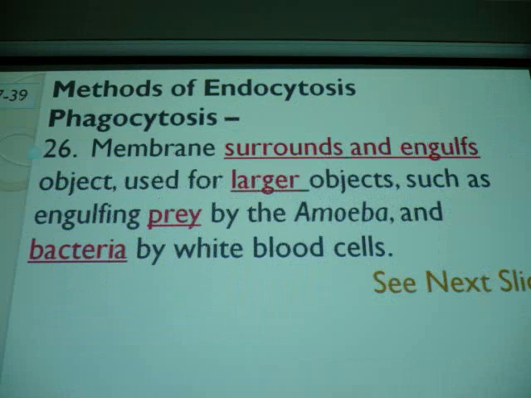All right? Now, phagocytosis is the third type of endocytosis. This is something big like a chunk. When I did this, I thought of Haley's chunk of cheese she always gives us. That's a chunk. And this is like an amoeba.